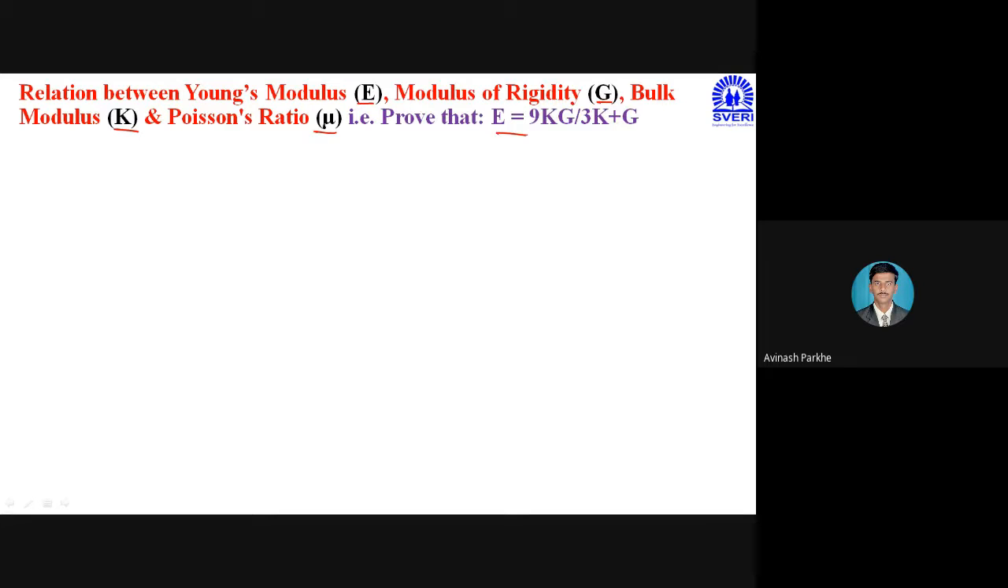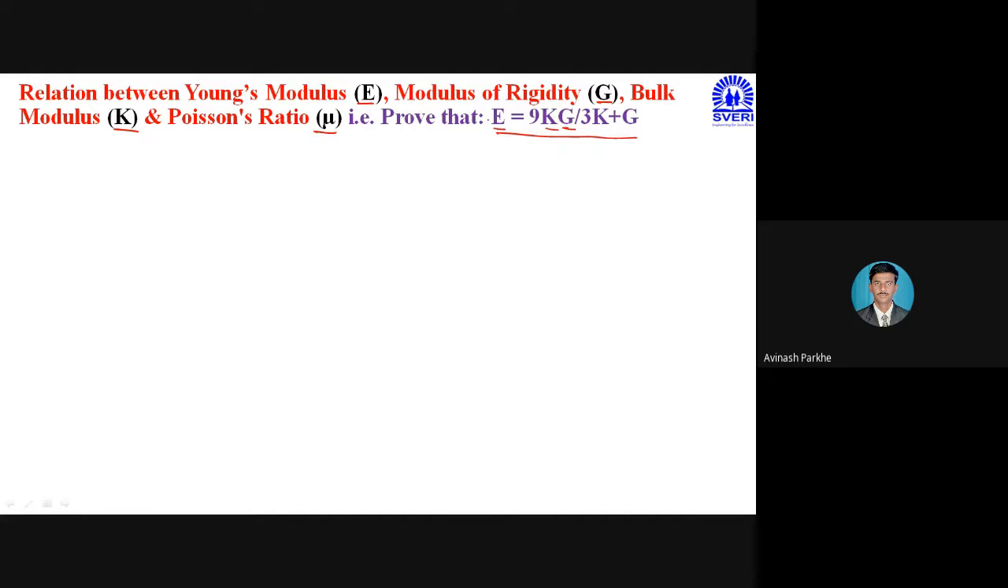So this particular relation indicates the relation between all elastic constants, because if you go through this particular relation here, the Young's modulus E is also there, then modulus of rigidity is also there, and K is also there. Okay, so this is the relation between all the three elastic constants.